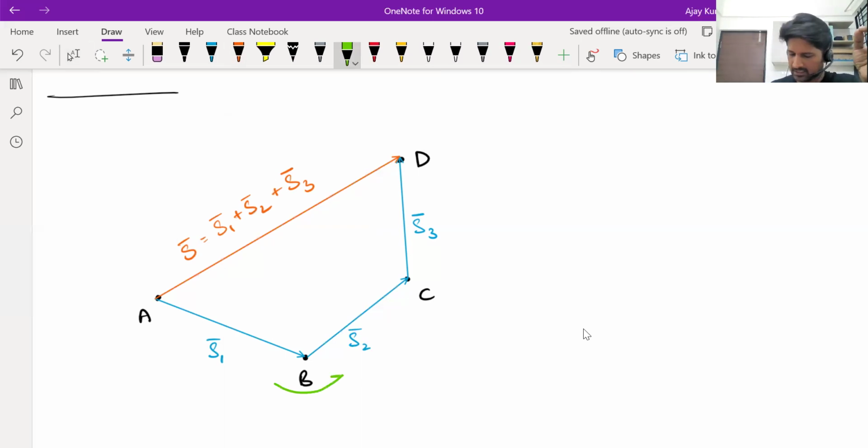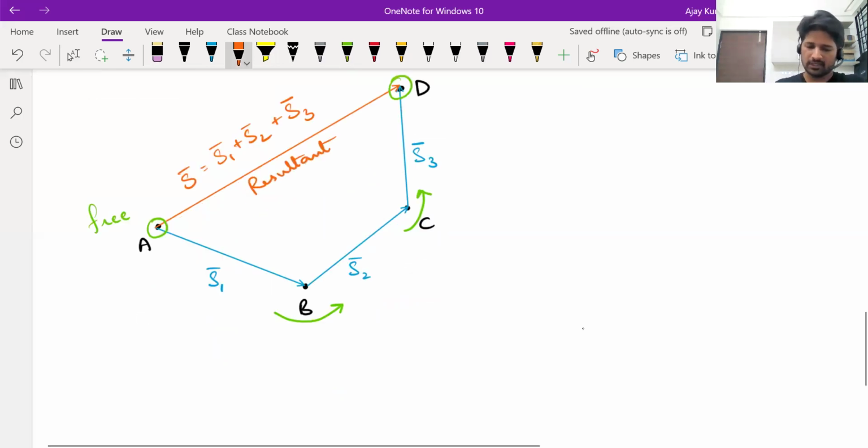Tail of the second at the head of the first, tail of the third at the head of the second. Once they are all placed in order, you will see that one tail will be free finally, and one head will be free. After keeping all of them in order, one tail and one head will be free. Connect them, that will be the resultant. Okay, this is something we call the polygon law of vector addition.